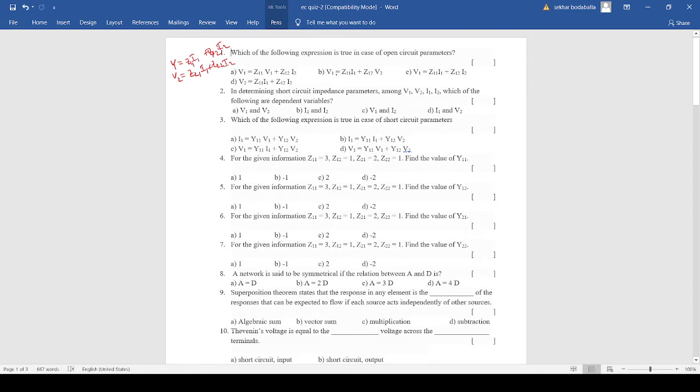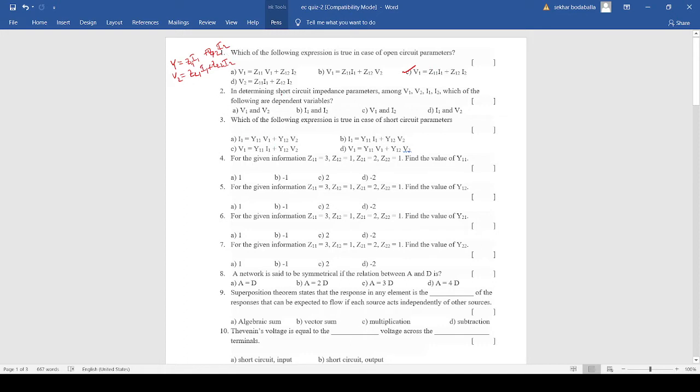So now you see in the given options which one matches with our equations. So V1 is equal to Z11 I1 plus Z12 I2. This is the correct answer. So option C is the correct answer for question number 1.